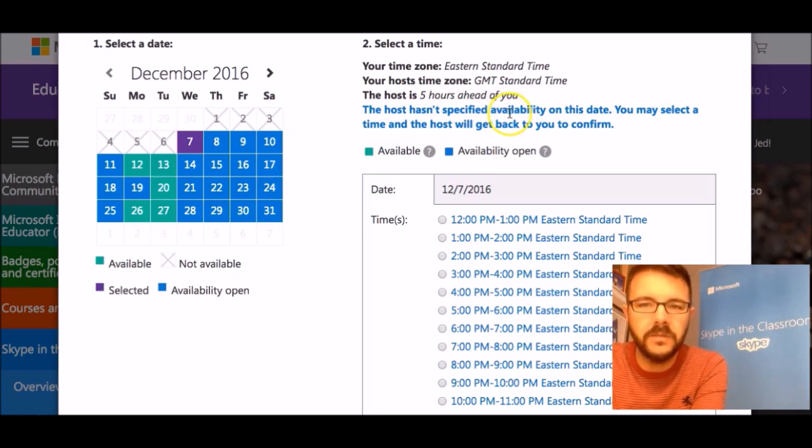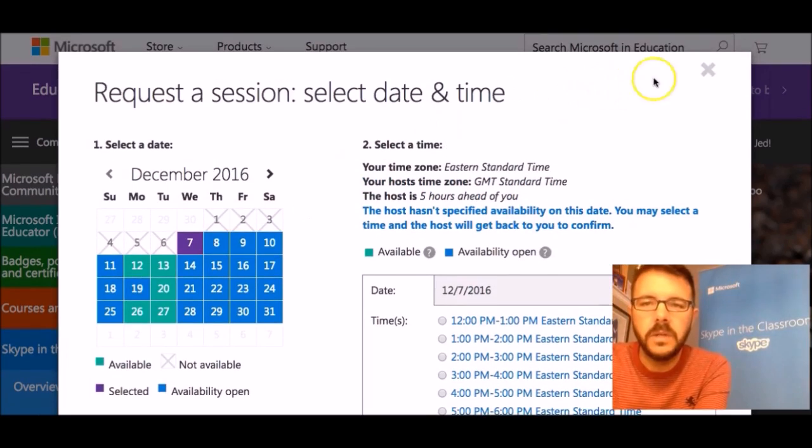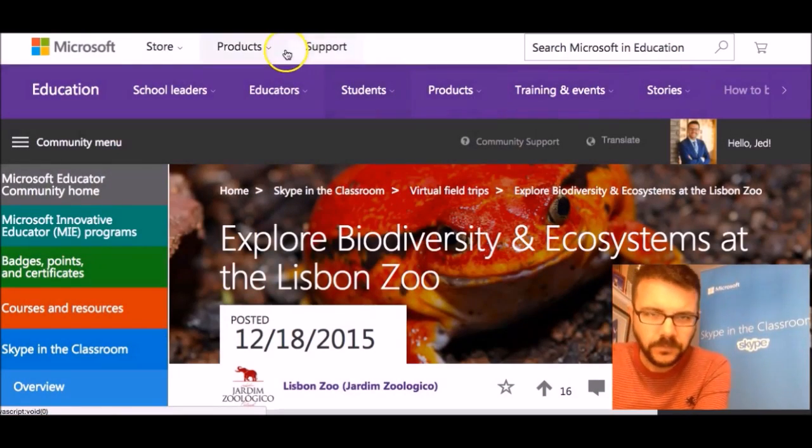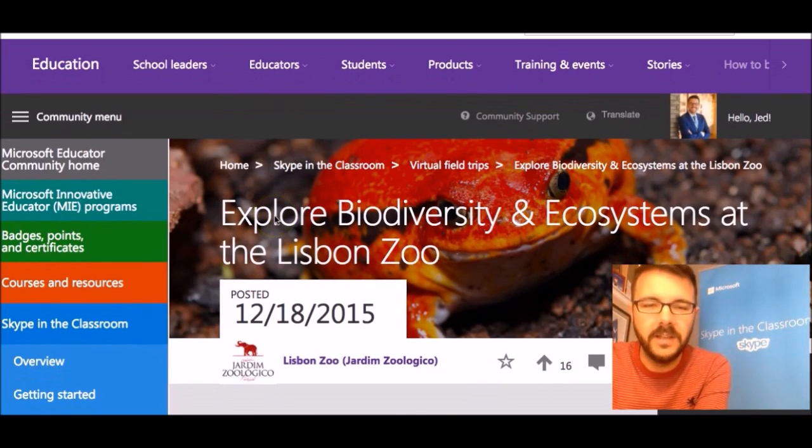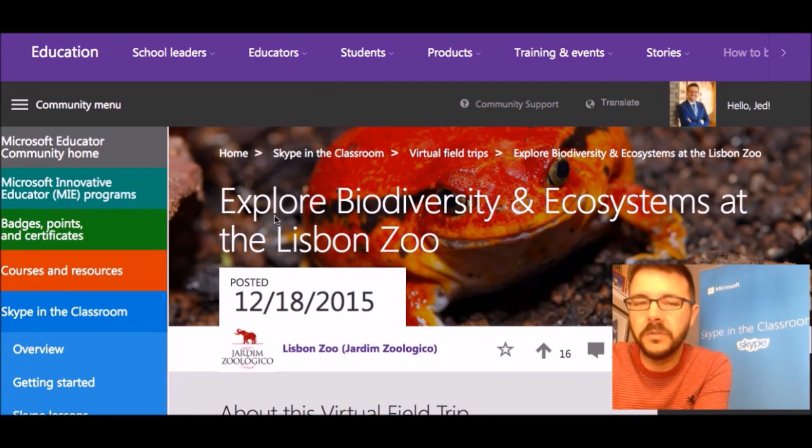It says the host hasn't specified availability on this date. You may select a time and the host will get back to you to confirm. So this host is very flexible, wants to work with you. So check that out and get signed up for this and continue your around the world trip.